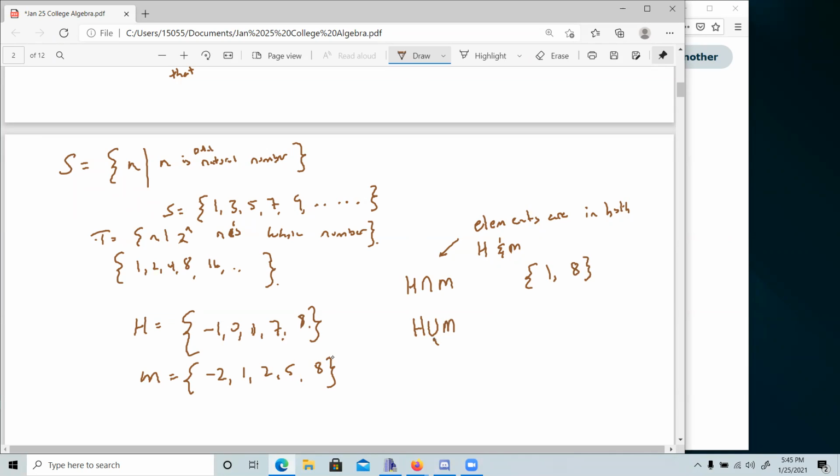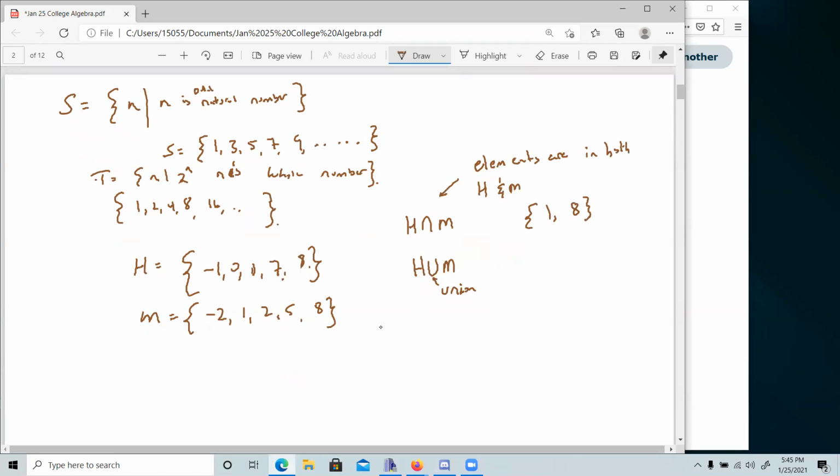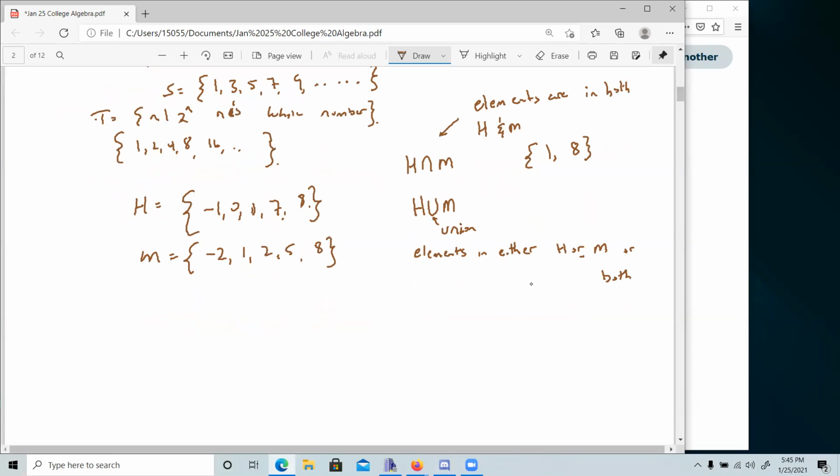And then this upside right this means union. This means elements that are in either H or M. And I'll say it this way. In math, or means it implies both. In math, or implies both. In English, it doesn't. So there's a little bit of a difference there, but it's got to be in H or M or both.